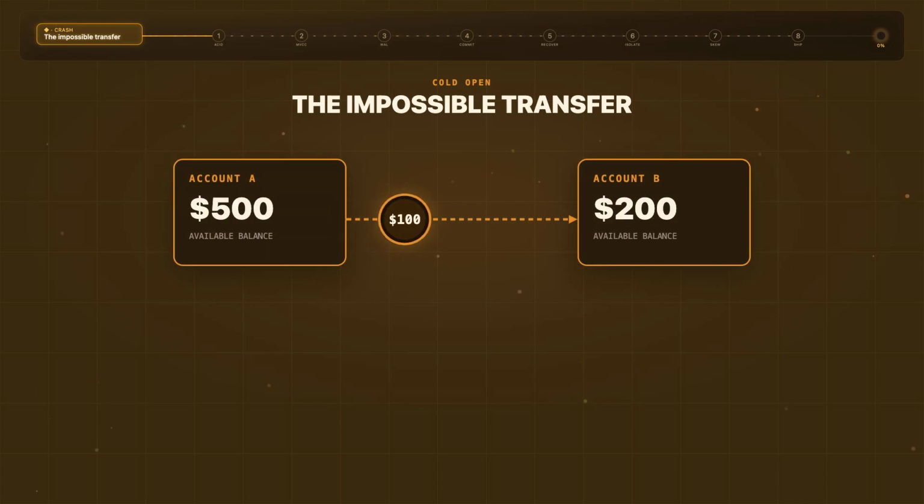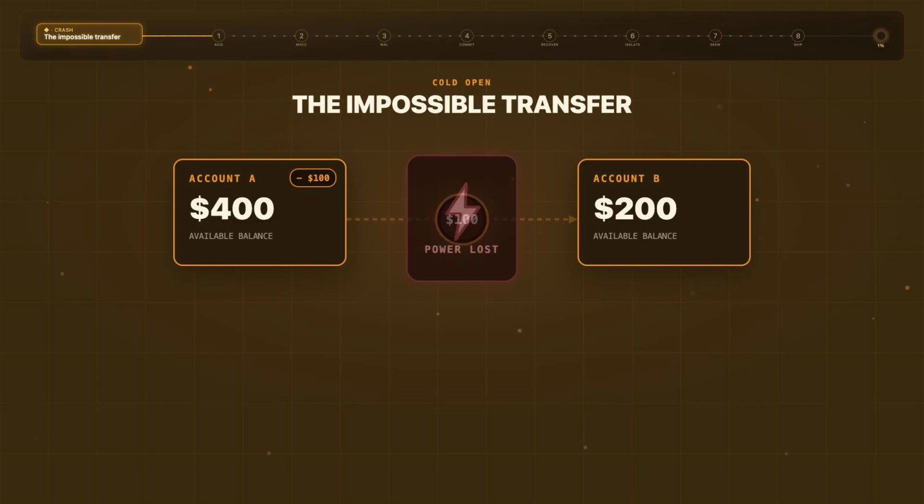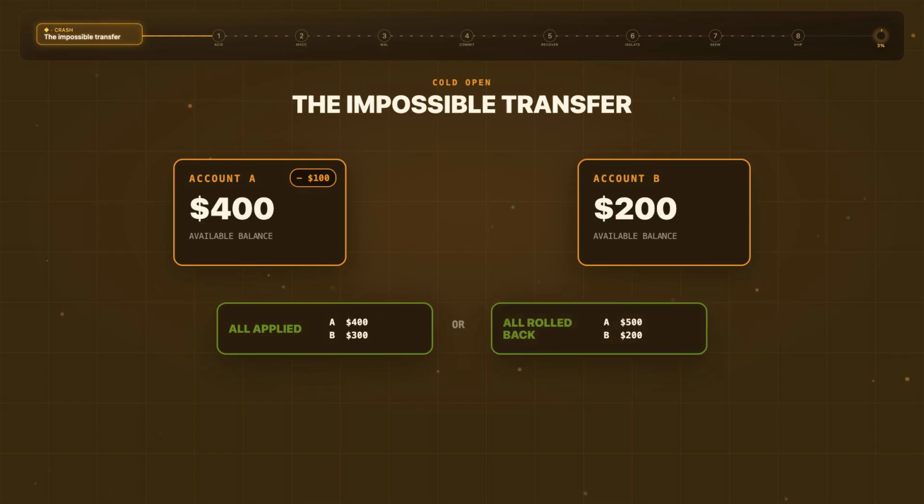You move $100 from account A to account B. The database subtracts the money from A. Then, before it adds the money to B, the machine loses power. What should happen when it restarts? The answer cannot be "probably fine." Either both changes happened or neither did.